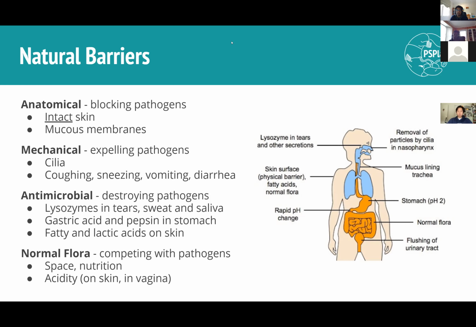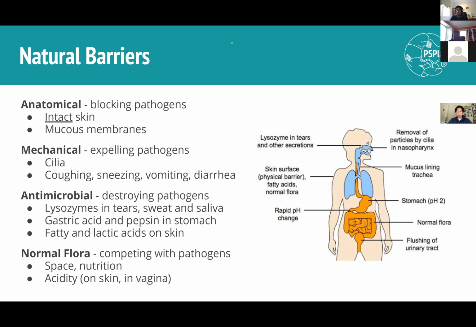All right, so we also have antimicrobial defenses. These are trying to destroy pathogens in general. So we have something called lysozyme in tears, sweat, and saliva, which, as the name suggests, lyses bacteria, so it kills them. Tears, sweat and saliva provide protection to our skin and to our mouth, respectively.